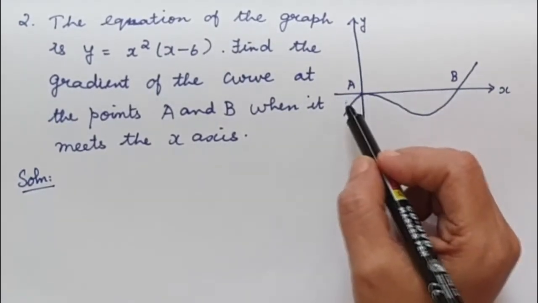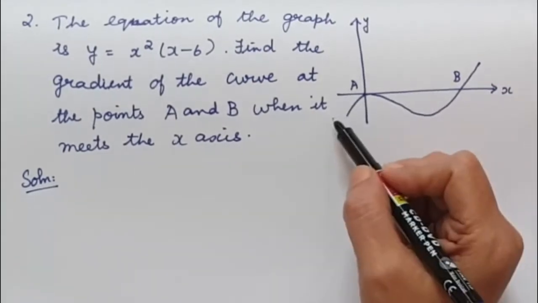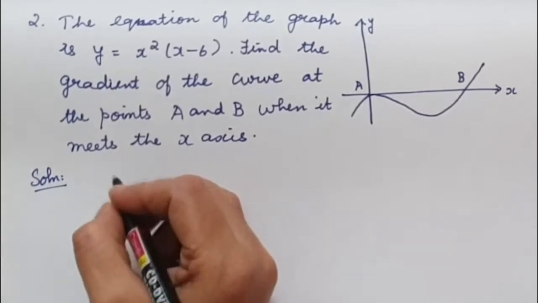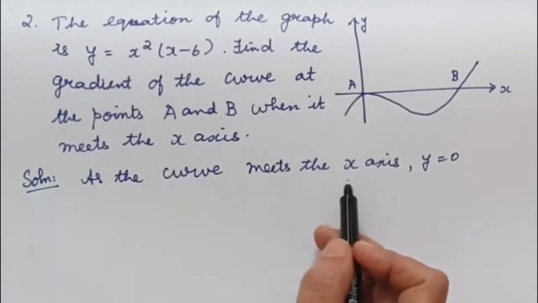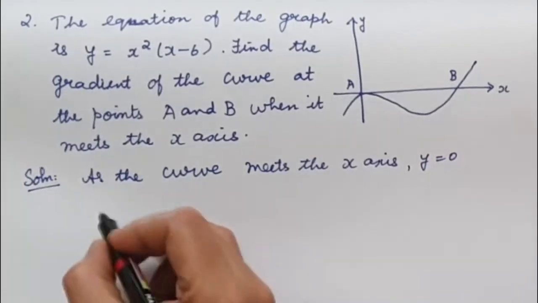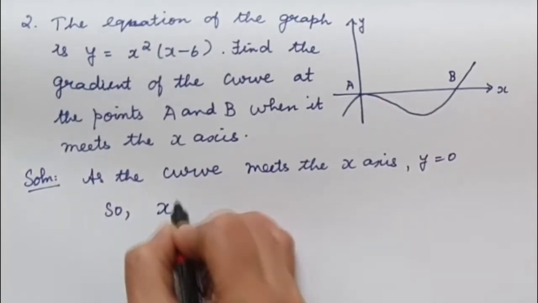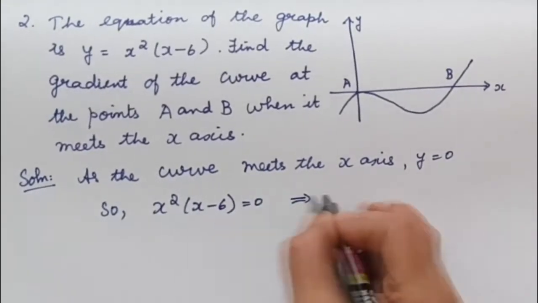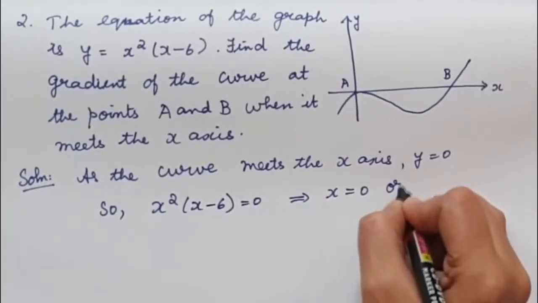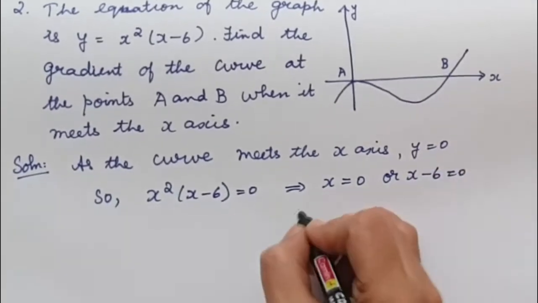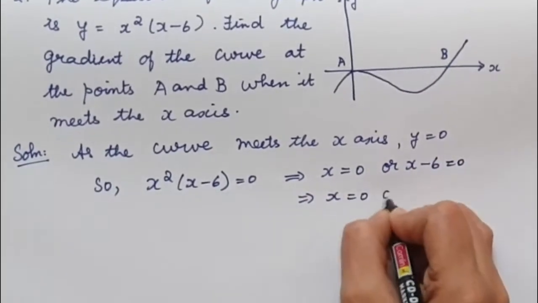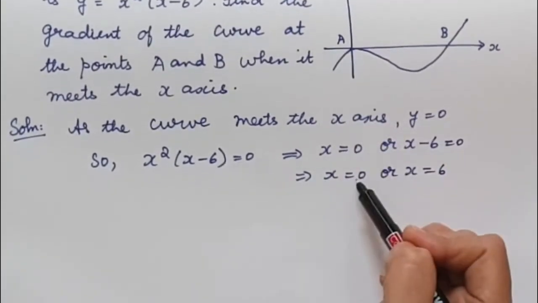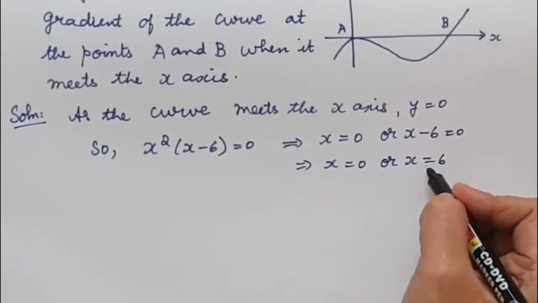In order to find the x-coordinates, we know that the graph is passing through the x-axis. So because of that, y will be equal to 0. As the curve meets the x-axis, y equal to 0. So our equation x squared into (x minus 6) will be equal to 0, which implies x equal to 0 or x minus 6 equal to 0. That means x equal to 0 or x equal to 6. So from our graph, we know the x coordinate of A is 0 and the x coordinate of B is 6.